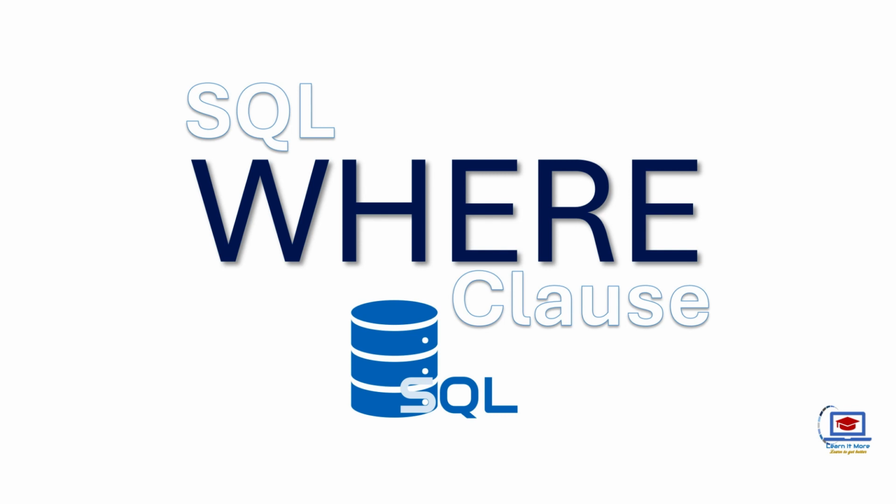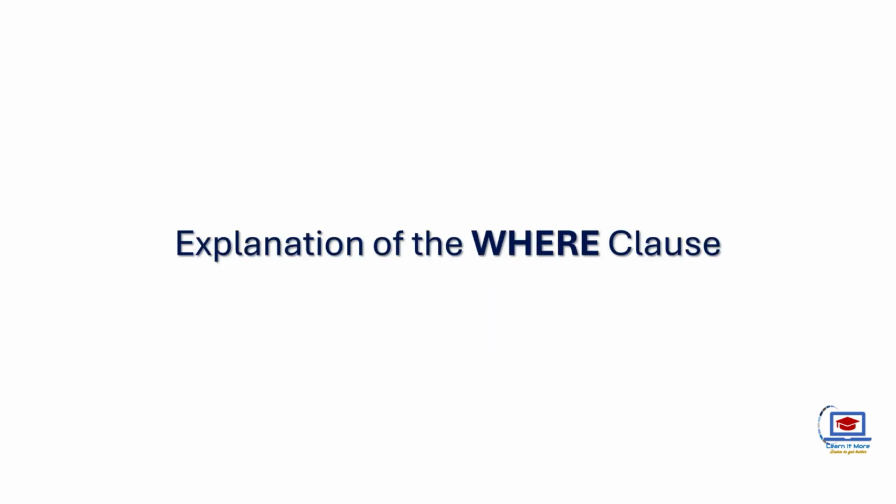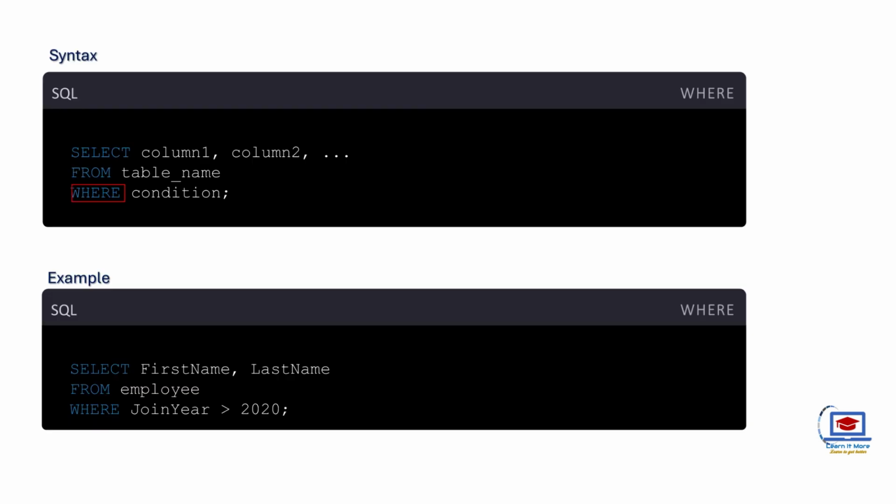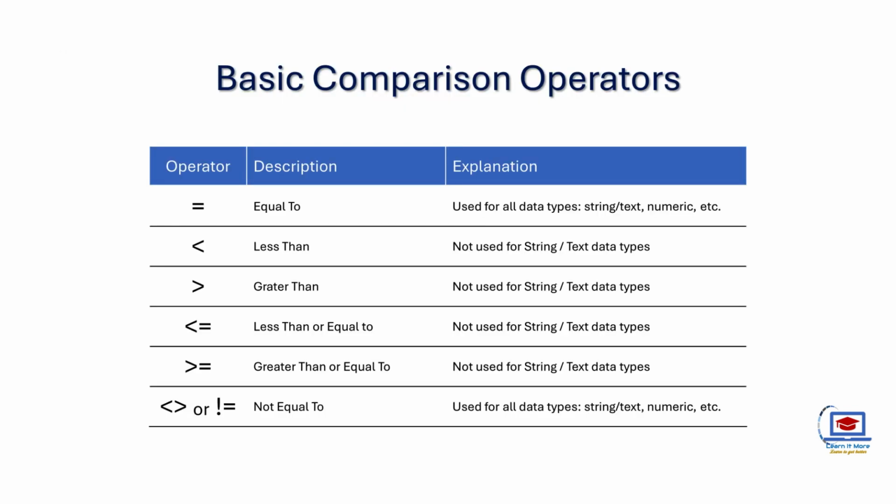So, let's get started. The where clause is used in SQL to filter rows from a table based on a specified condition. It comes after the select statement and before the from statement in your SQL query. To understand the where clause, you need to grasp the basic comparison operators. These include is equal to, less than, greater than, less than equal to, greater than equal to and not equal to, which can be denoted both as shown on screen.